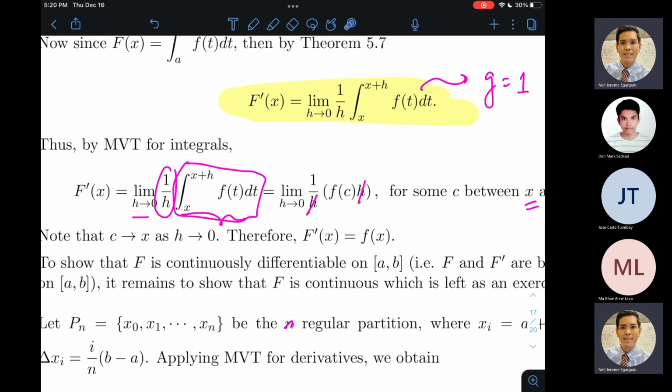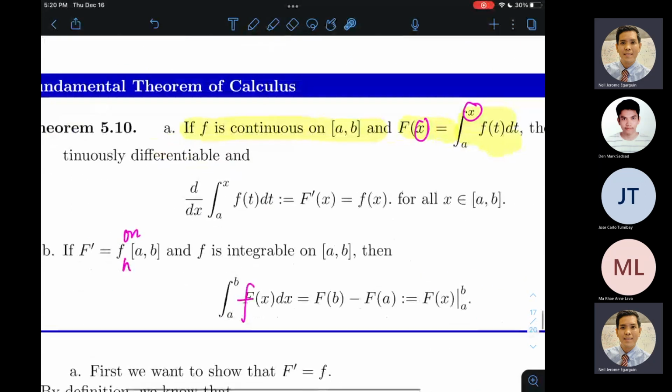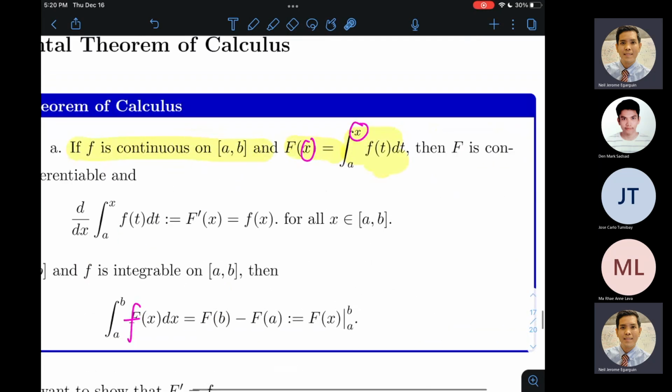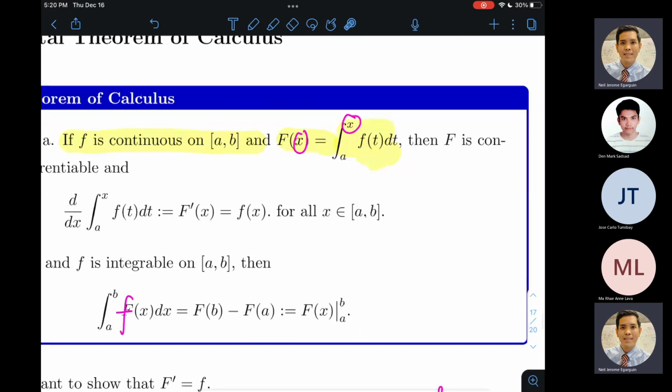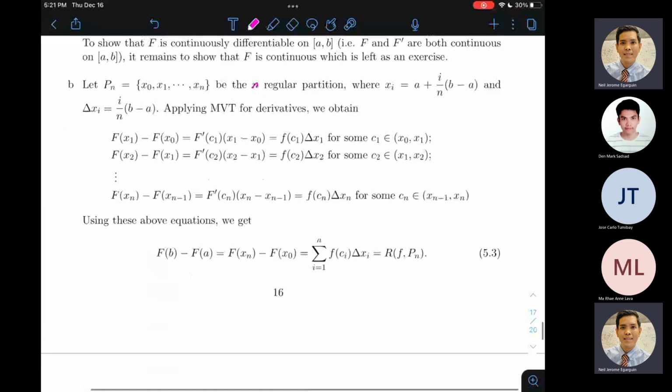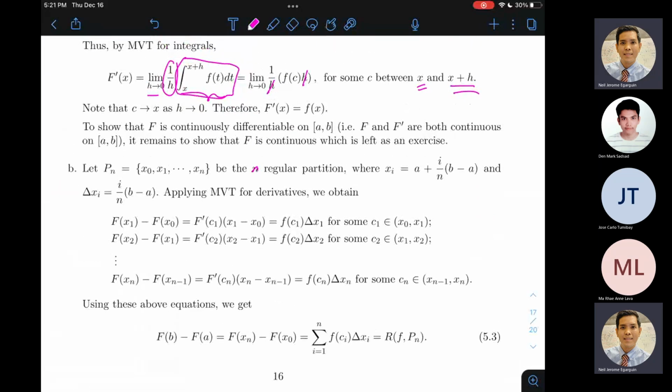Okay? Meron pang isang additional claim, yung section A ng FTC. Sinasabi niya din na si capital F ay continuously differentiable. Pag sinabi natin continuously differentiable, ibig sabihin si capital F ay continuous at saka si F prime ay continuous din. Right? Yun yung pagiging continuously differentiable. Usual notation natin doon ay F is C1. Ibig sabihin si F at saka yung first derivative niya ay continuous din. And I think that is one nice exercise that you can do. Yeah. Iniwan na siya as an exercise ni lecture notes.